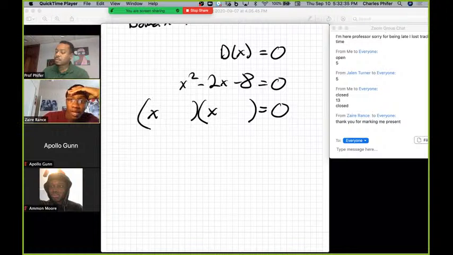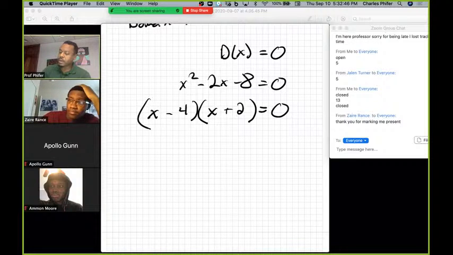They've got to multiply to negative 8 and add to negative 2. What are those two numbers? I think it's negative 4 and positive 2. Notice that negative 4 times positive 2 is negative 8, and negative 4 plus 2 is negative 2. So these are two numbers that multiply to give us negative 8 and add to give us negative 2.